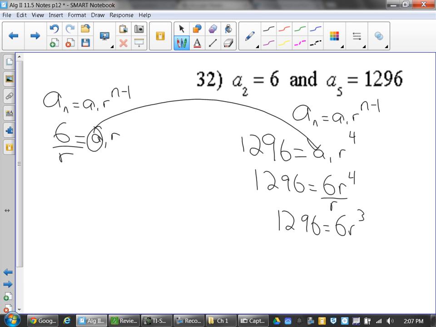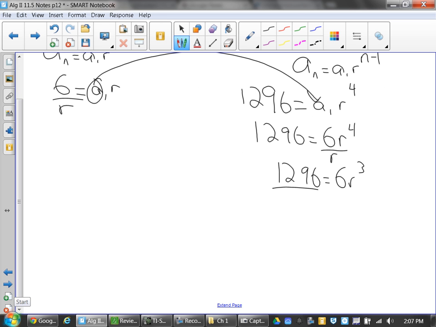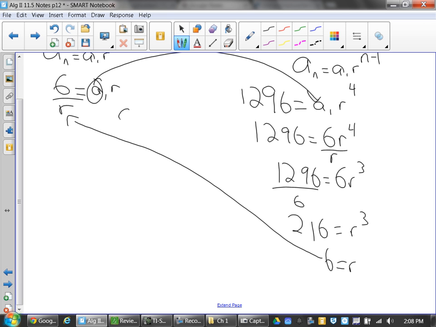How do you undo multiplication again, ladies and gentlemen? Divided by 6, you get 216, which gives you 6 for the cube root of 216. It was 5 minus 1, since this was the 5th term. Okay. So if I know that my rate is 6, I can substitute that back in to get my first term, which is 1. So that gives me 6 over 6, which means my first term is 1.